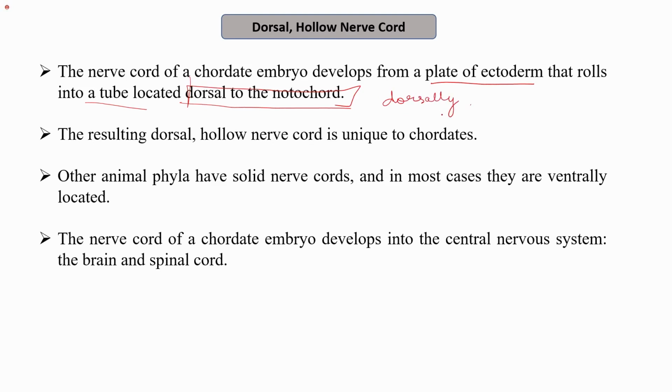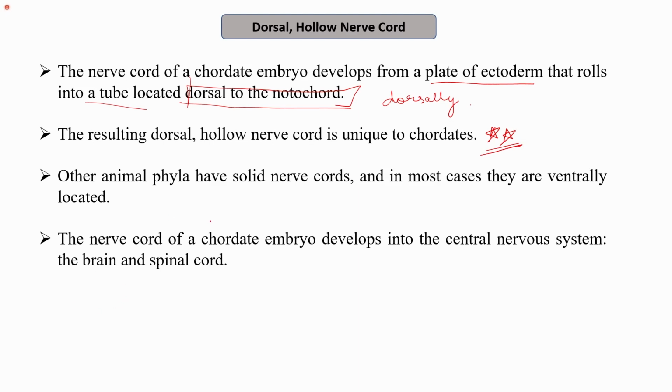So the nerve cord is present dorsally. It is hollow, unlike the non-chordates where the nerve cord is solid. The resulting dorsal hollow nerve cord is unique to chordates. This is very important, as I was mentioning early in the lecture also, that the dorsal hollow nerve cord is a unique characteristic of chordates. It is not present in non-chordates.